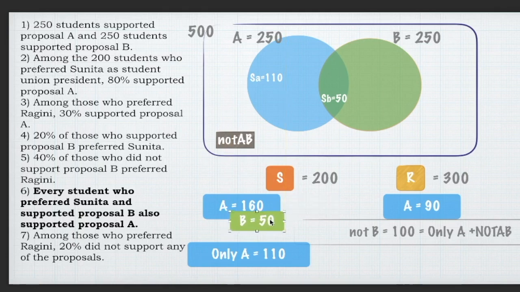So I'm trying to move it across the box to represent this information, but maybe you should write it down somewhere that this 50 is a part of 160. This 160 was only A as well as A and B, and you just figured out A and B is equal to 50. That means only A is going to be 110. Only A out of the supporters of S, that number is 110, not the overall only A right now, right?